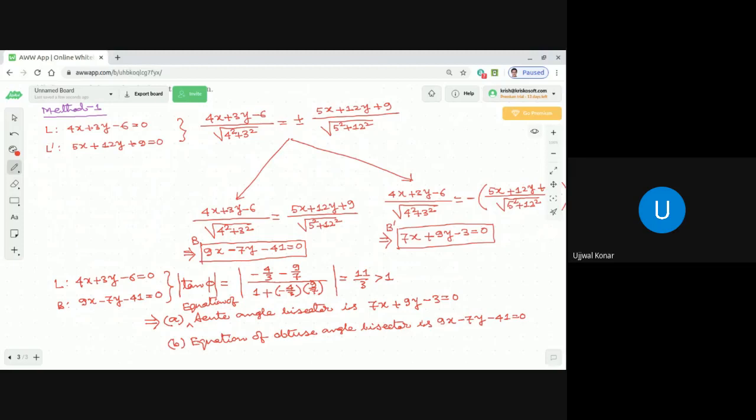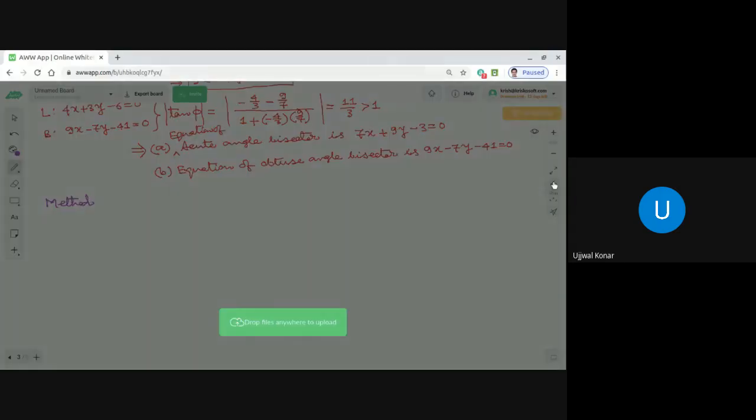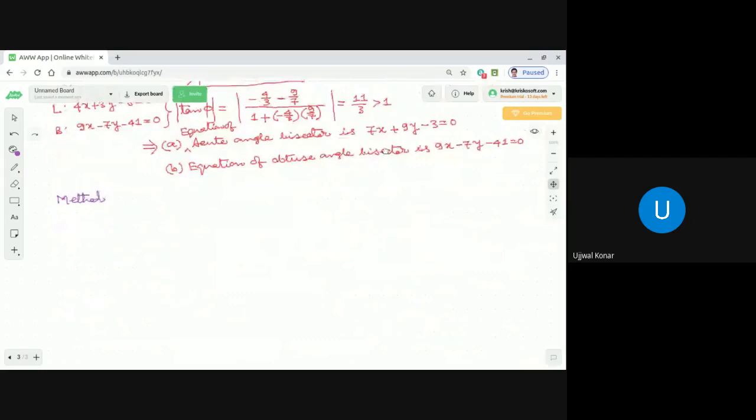Now the same thing I would like to show by means of method 2, that means by the sine method. In that sine method, what is the equation of the straight line? Let us write once more. So here we are going to do method 2, exactly how I wrote method 1. In this method 2, first we will write the equation of the straight lines.